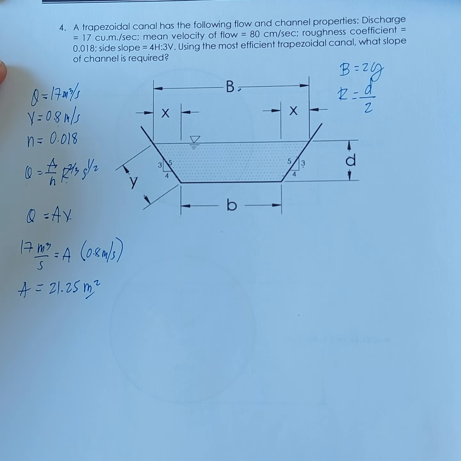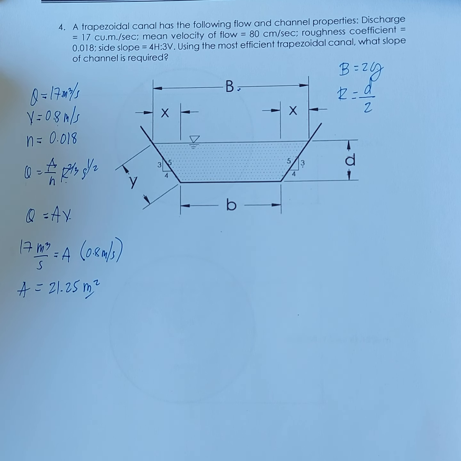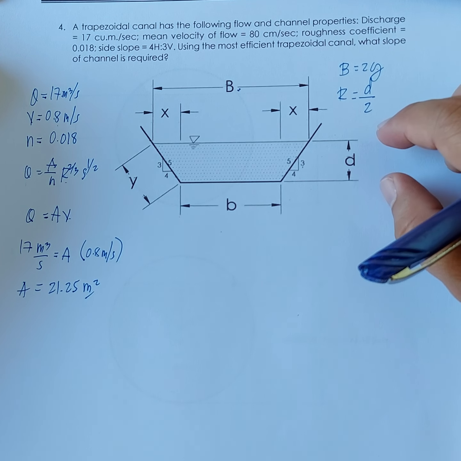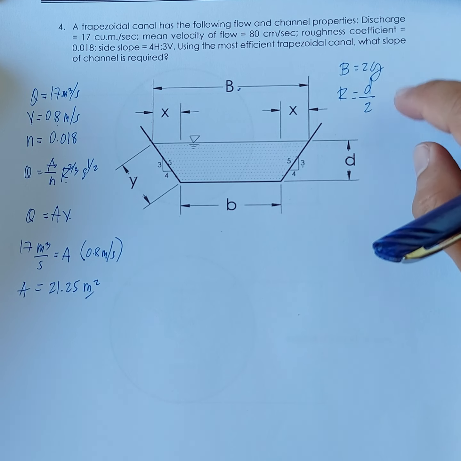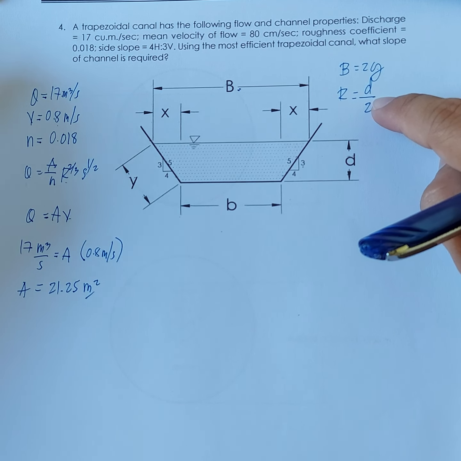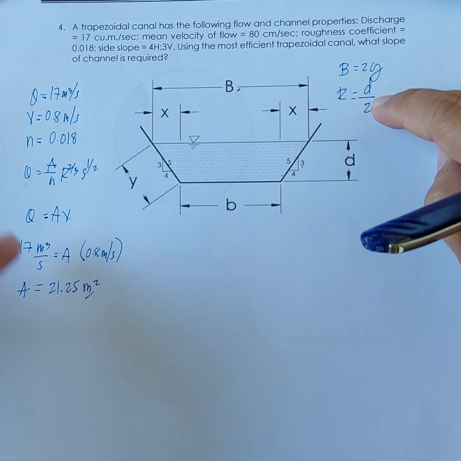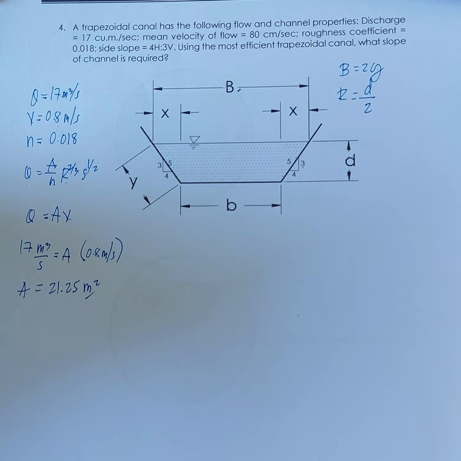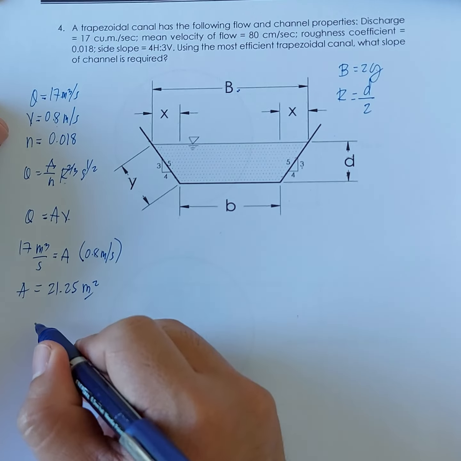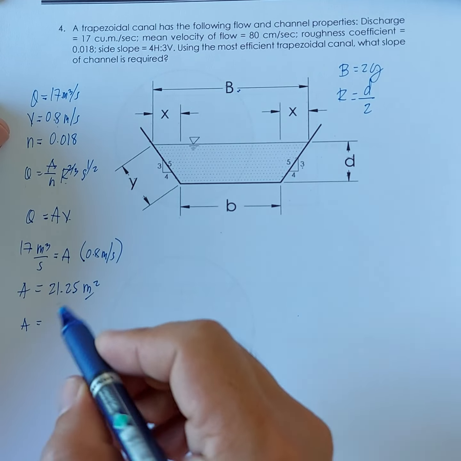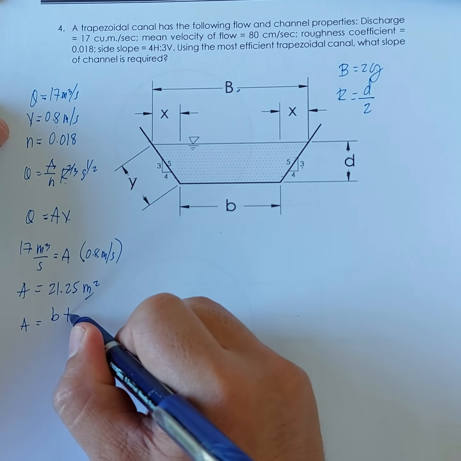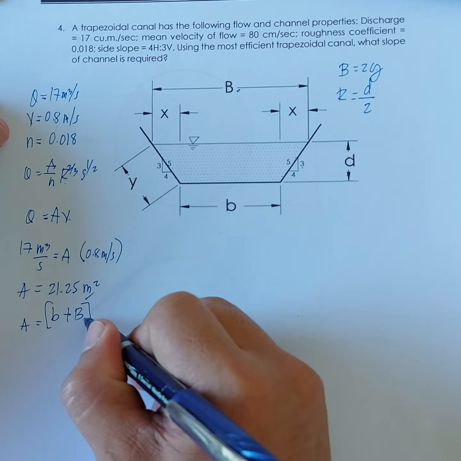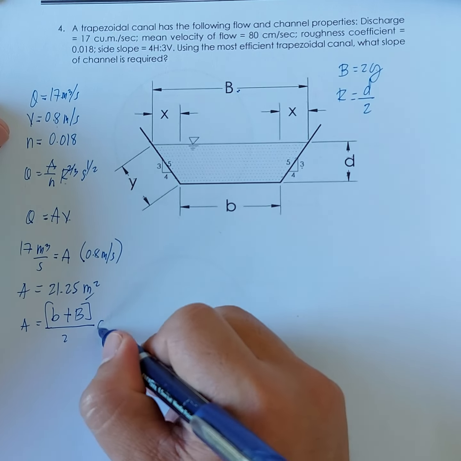Okay, so with that, we need to solve for the depth D. If we can solve for D, then we can solve for the hydraulic radius, and we already have the area, so we can solve for the slope of the open channel. So how do you solve for D? We know that the area of a trapezoid is equal to the lower base plus the upper base over 2 times the depth.